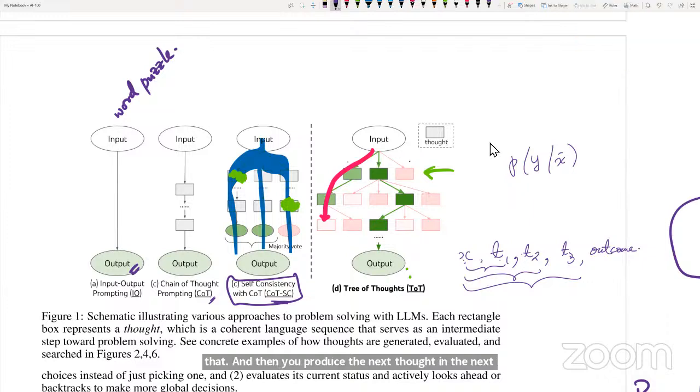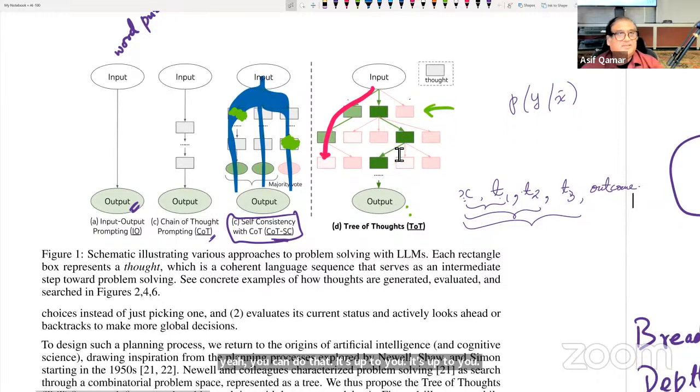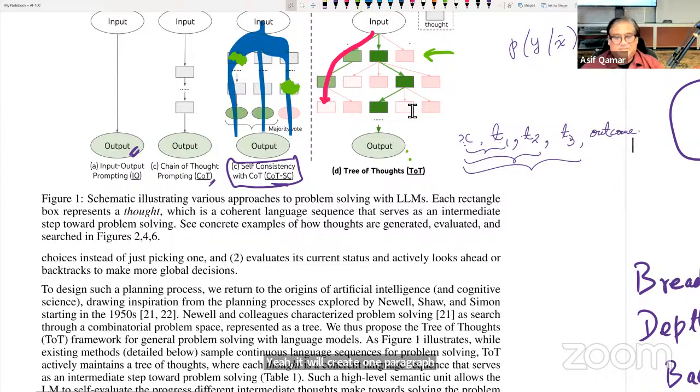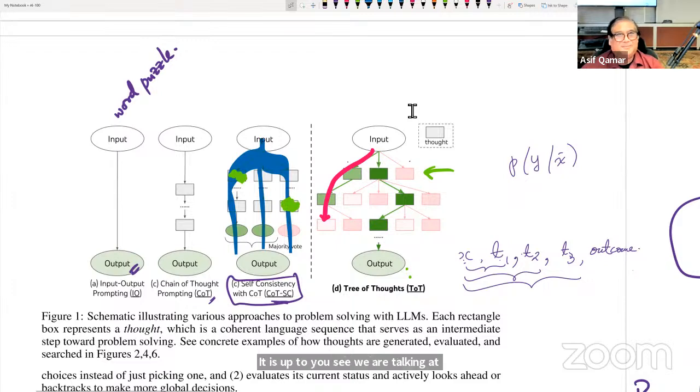So can you do a demarcation on the thought where it says that it cannot cross some boundaries, not at a sentence, but at a notion boundary? You can do that. It's up to you. In fact, that's what we'll see in the examples. The creative writing, that's literally how it will proceed. It will create one paragraph maybe, and then you say, okay, that one paragraph is one thought. Yeah. It is up to you. See, we are talking at the level of abstract mathematical concepts. But what is your thought is your choice to decide.